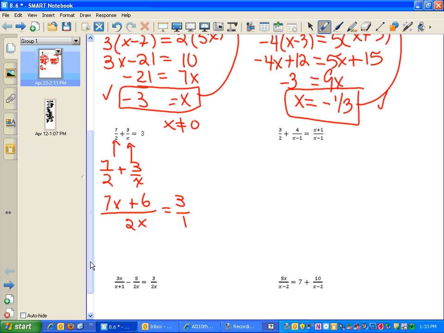So here we have 7x plus 6 equals 3 times 2x, which is 6x. And so what is x going to equal? Negative 6. Is that a value that x cannot equal? It's good. We're all good. Then it's not. Then we can't use that as a value. It would be no solution.